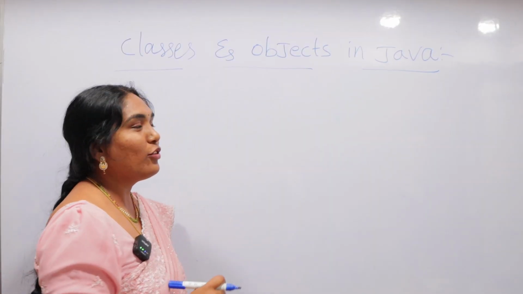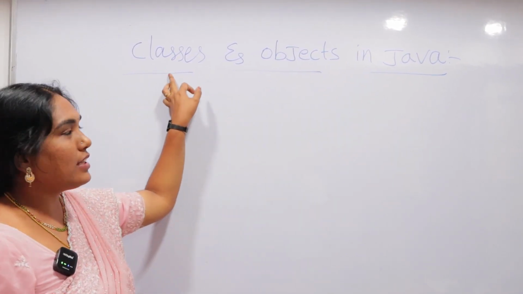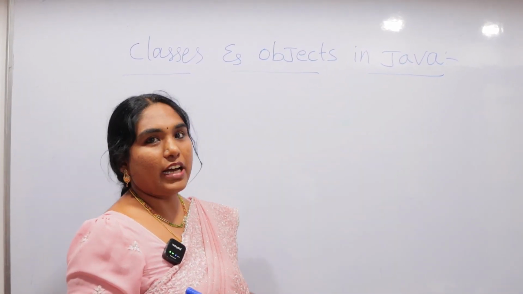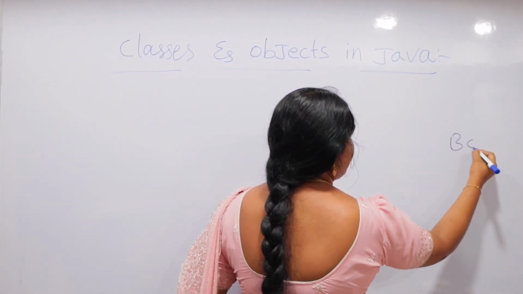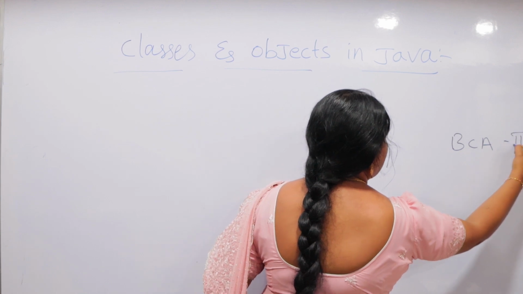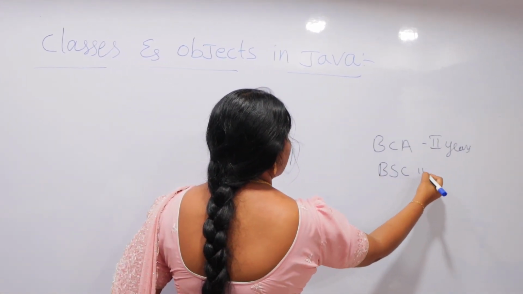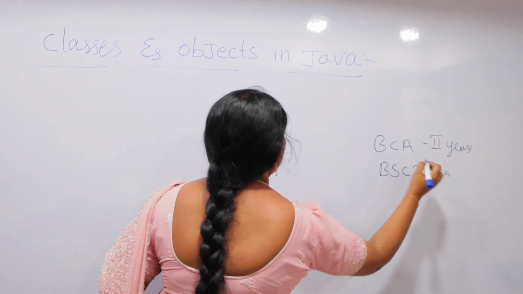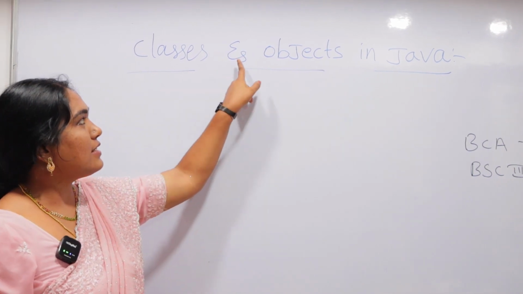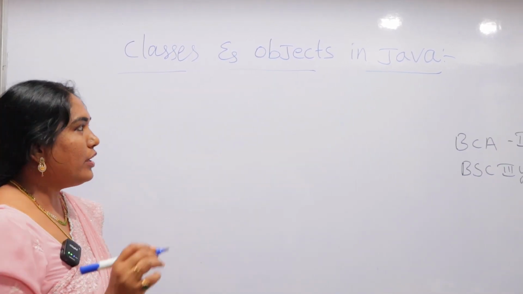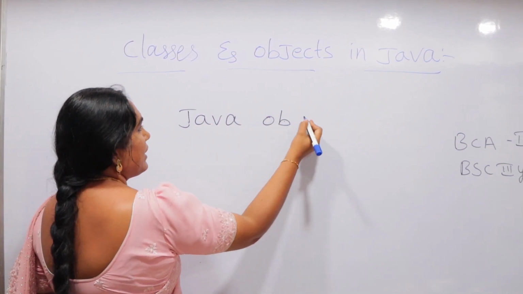Hi guys, today we are going to give an example and explanation about classes and objects in Java. Actually, this is the syllabus for BCA second year students and BSc final year students. And today, one of the important topics in Java: classes and objects.